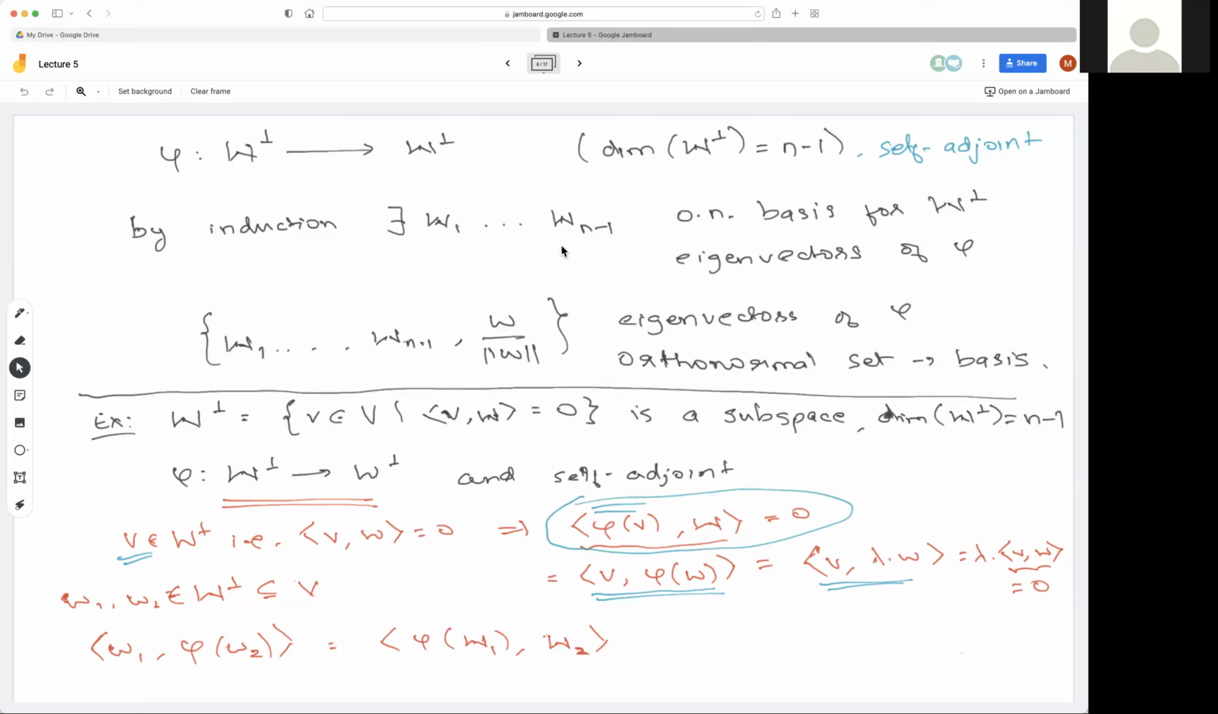Once we prove that this is 0, we get that phi actually maps W perp to itself. And so you can think of the restriction of phi to W perp as a transformation from W perp to W perp. Yeah, that was it. Thank you. It needs proof. Yeah, I should have been more clear. Any other questions?